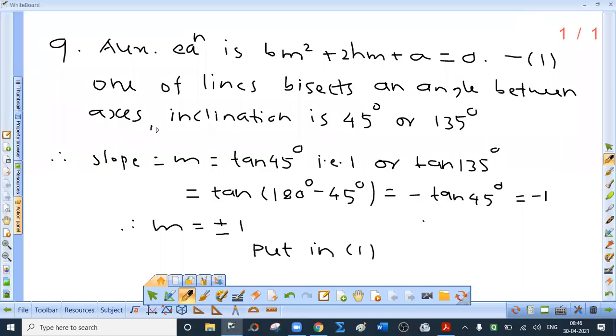Okay, now what is the auxiliary equation? It is bm² + 2hm + a = 0. Now one of the lines bisects an angle between axes. What will be the inclination? Either 45 degrees or 135 degrees.